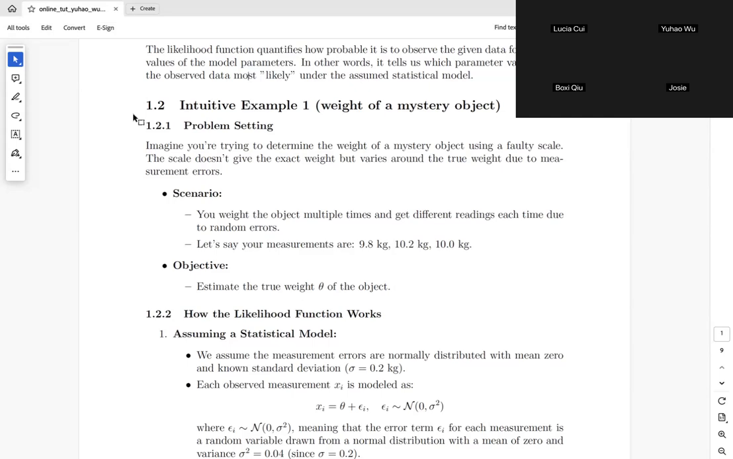Imagine we are trying to determine the weight of an object using a factory scale, and this scale cannot return the exact weight.